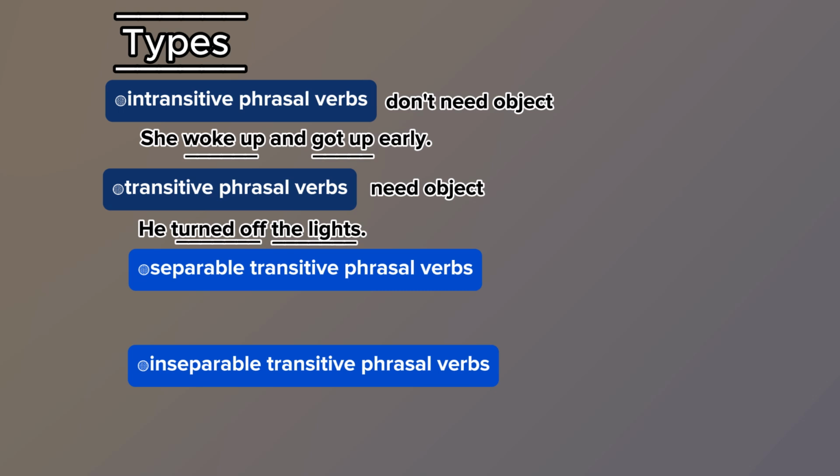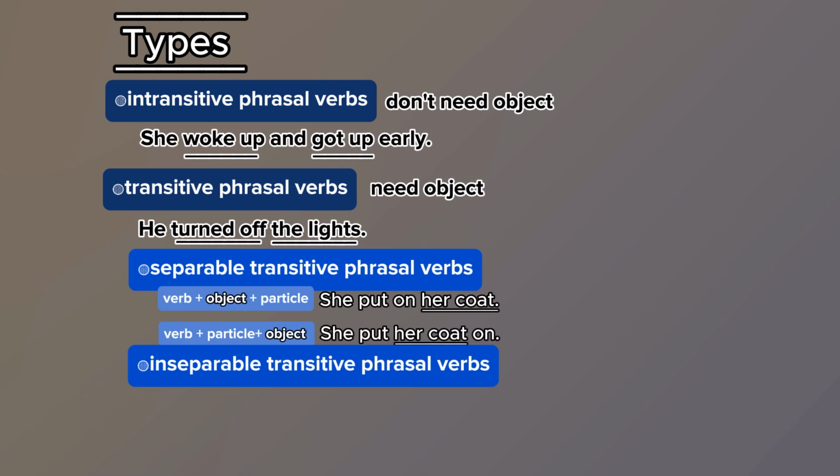First, separable transitive phrasal verbs. These are phrasal verbs where the object can come between the verb and the particle, or it can be placed after the particle. For instance, she put on her coat, or she put her coat on.